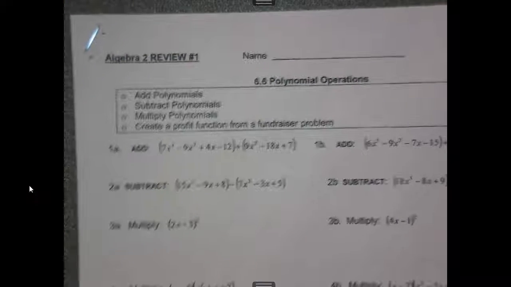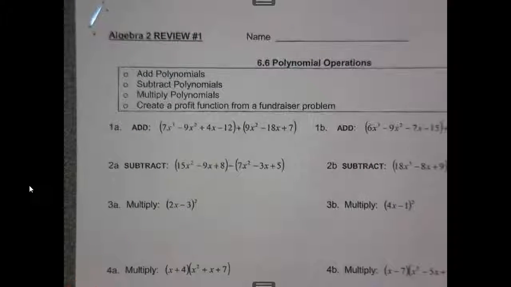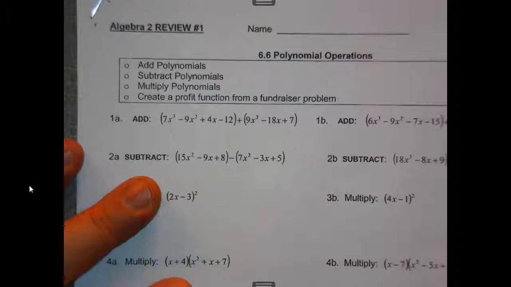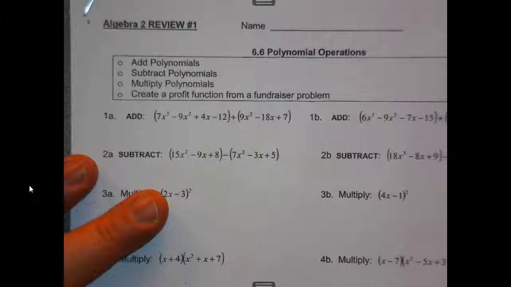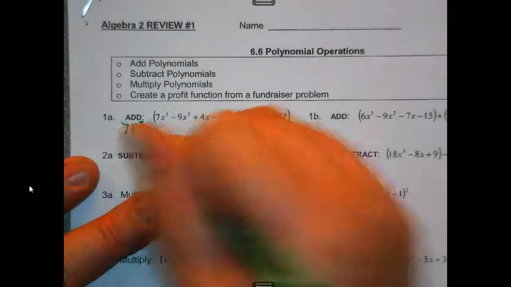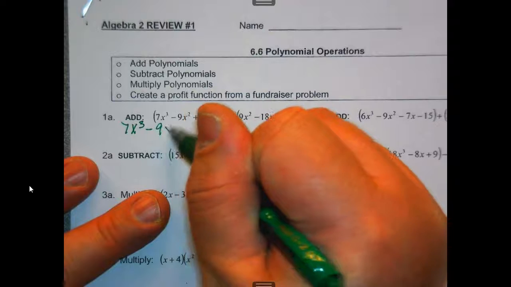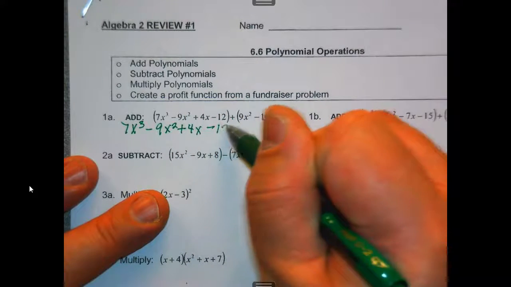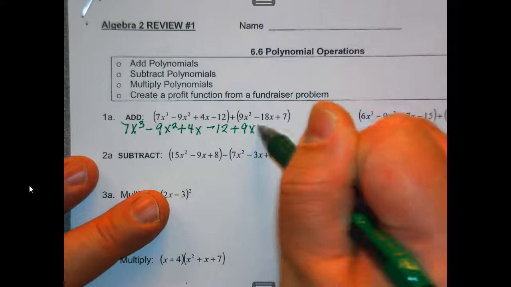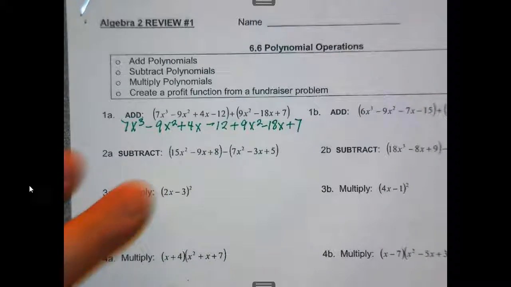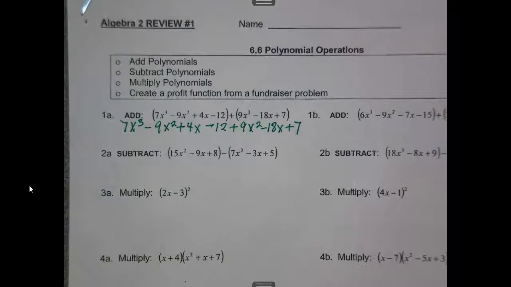All right, 1A. I'm adding two polynomials together so I can just go ahead and drop the parentheses. So 7x cubed minus 9x squared plus 4x minus 12 plus 9x squared minus 18x plus 7. This is the review I give you.